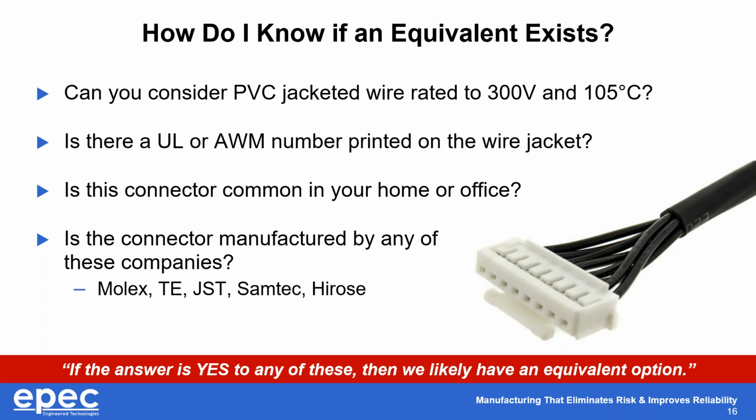If the answer is yes to any of these, the odds are that we do have an equivalent option. So the first question is, can you consider a PVC jacket or a wire that's rated to 300 volts and 105 degrees C? Another question is, is there a UL or an AWM, that stands for appliance wiring material, number printed on the wire jacket? Is there a connector that's common, that looks like something you already have in your home or office? Or is one of the connectors you need manufactured by one of the large name brand connector manufacturers? If the answer is yes to any of these questions, the odds are we do have an equivalent option.